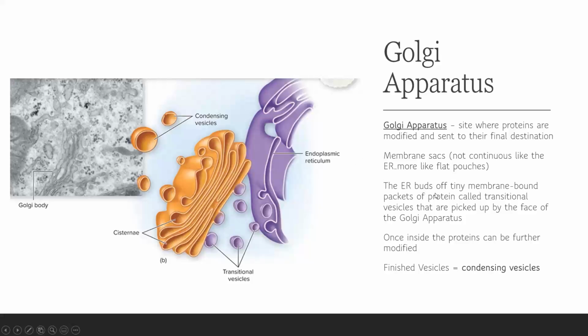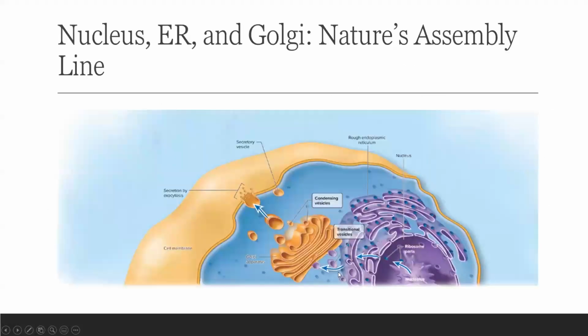The endoplasmic reticulum will bud off. You can see here tiny purple membrane-bound packets of the proteins they've been working on, and they'll come to this side of the Golgi apparatus. The transitional vesicles will be picked up, and then they can be passaged down, kind of like, I don't know, a beach ball down the end here of the Golgi apparatus till they get to the final pouch where they should be properly modified and packaged into vesicles to be released or sent throughout the cell. The finished vesicles are often known as condensing vesicles.